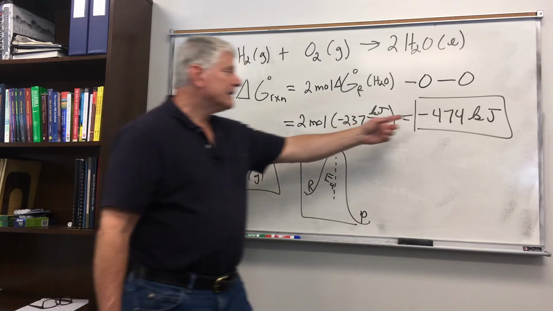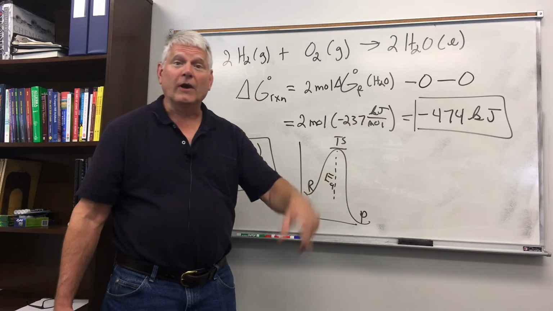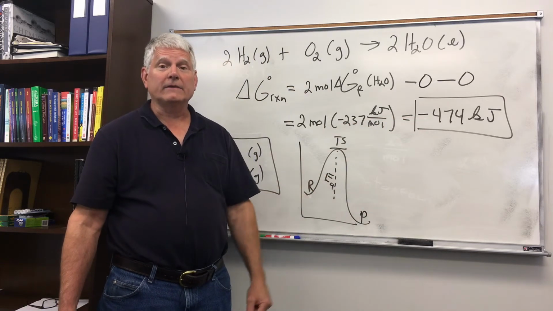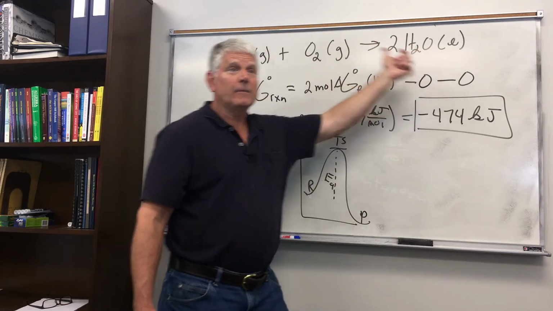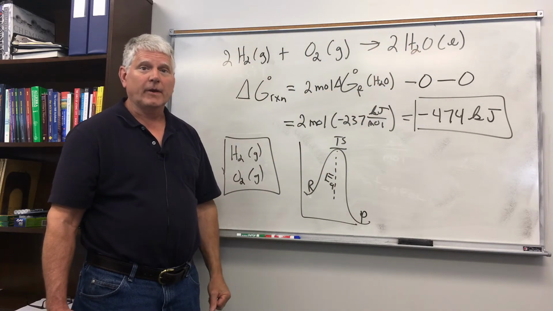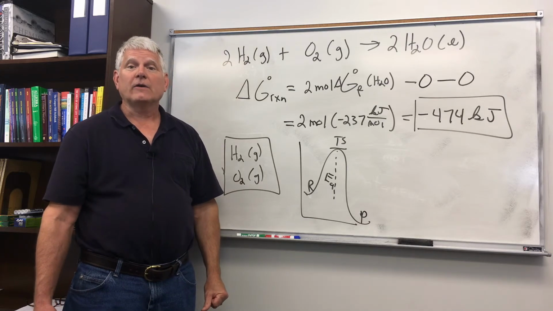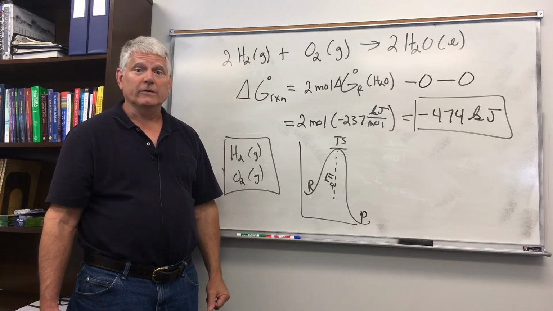So spontaneity just tells us which direction for the reaction is spontaneous. So the forward direction is spontaneous, the backward direction is not spontaneous. It doesn't tell us how fast the reaction occurs.